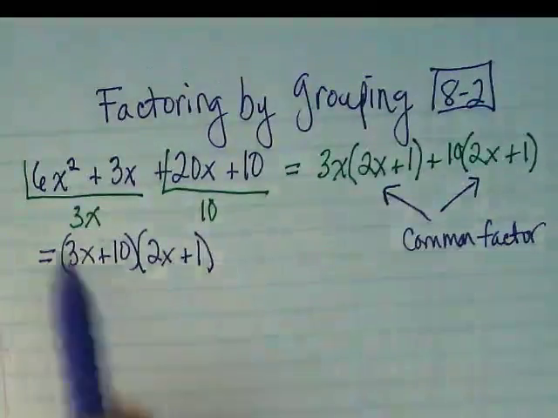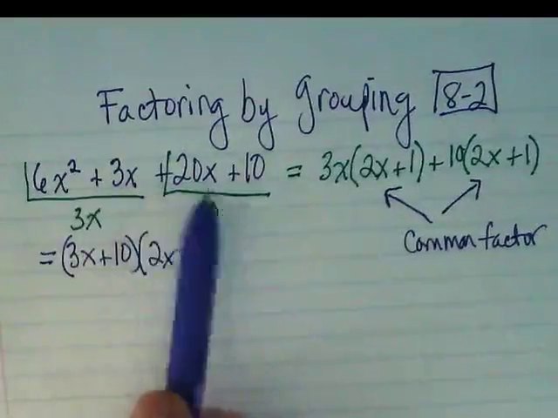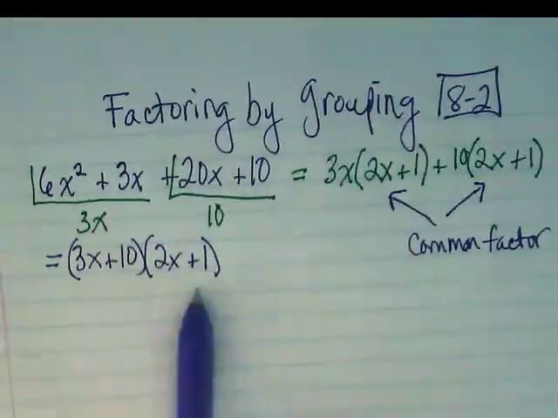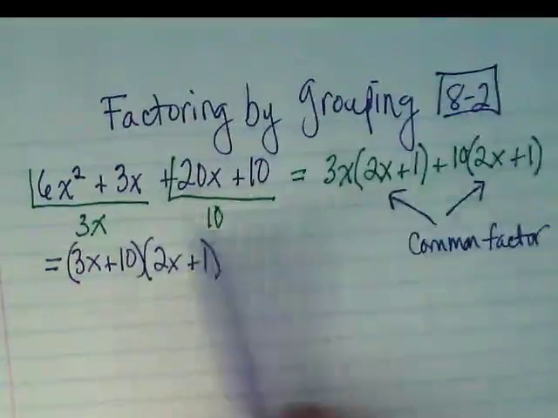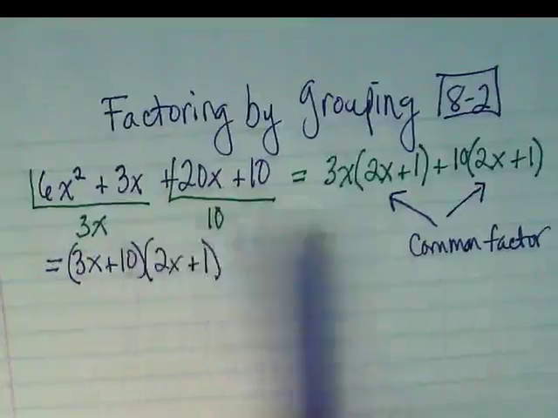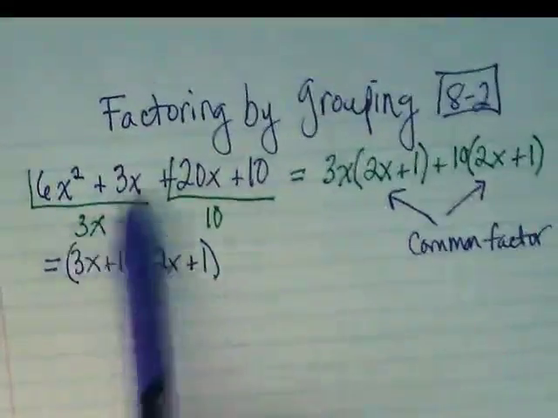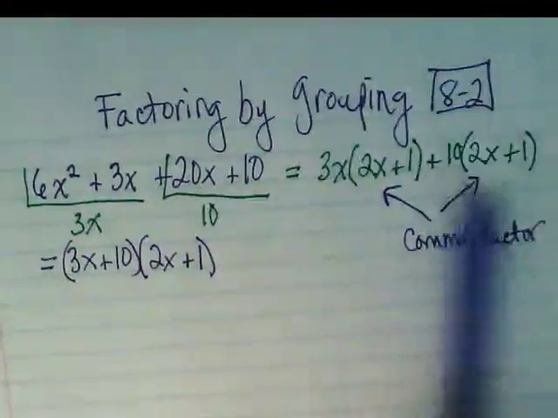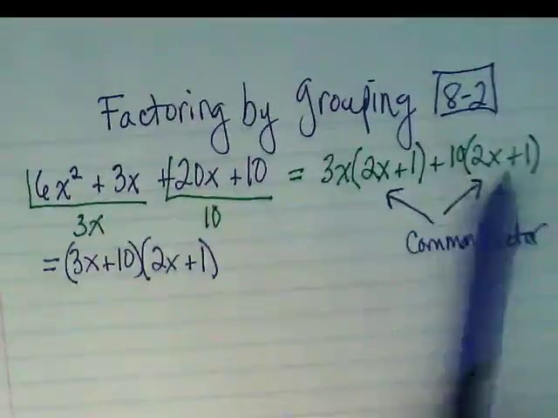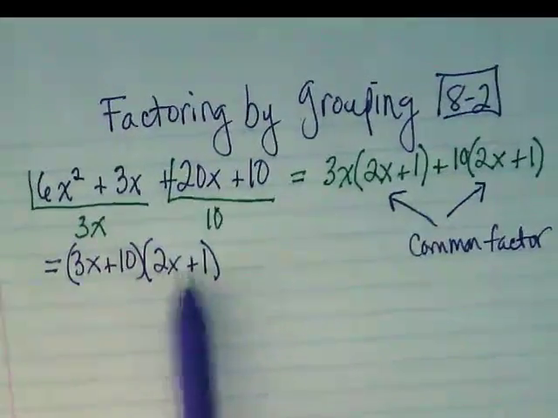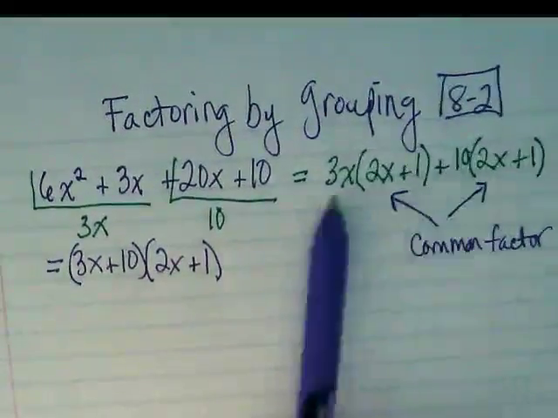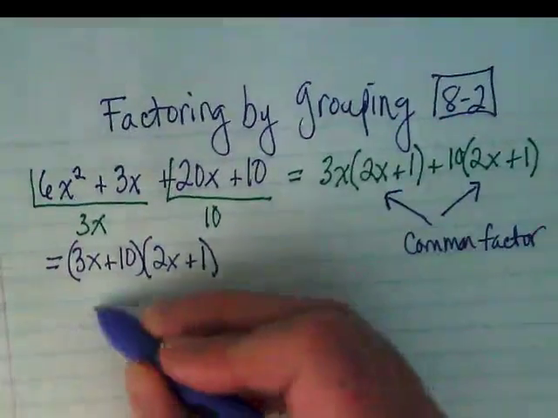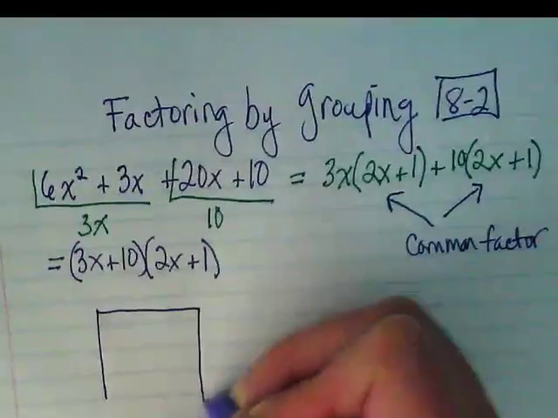Our goal is to take this and go from having plus signs in between all the terms to being things that we can multiply. This is just a rewritten version of this. We took this set and made it this set, and we took this group and made it this group. Then when we saw that there was a common factor here, we put it here. And the other two terms we pulled out became a partnership here. And now let's prove that this works by using a box.